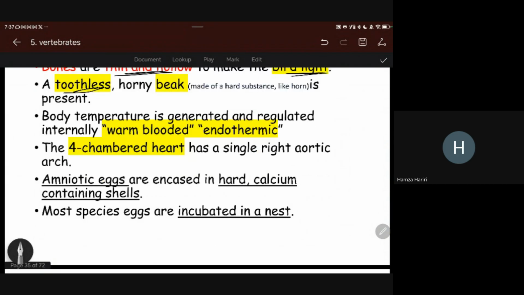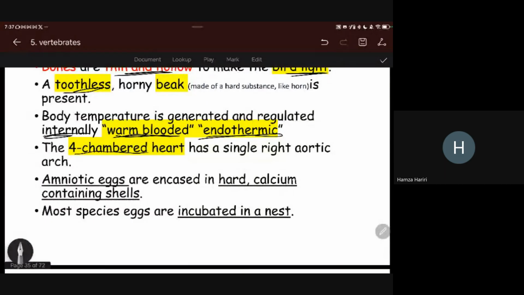Their body temperature is generated and regulated internally, and they are warm-blooded, or endothermic, unlike the species that we've discussed earlier. They control their temperature within them.